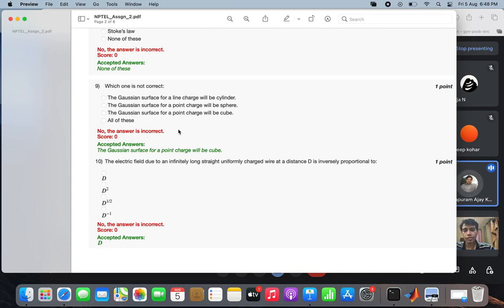Yes, sir. So that is why when we take a point charge, we always take the Gaussian surface to be a sphere, because of the spherical symmetry. Because if we try to calculate the field for a point charge using a cube, the calculation will be difficult but not impossible.